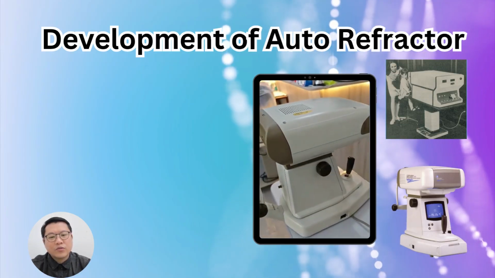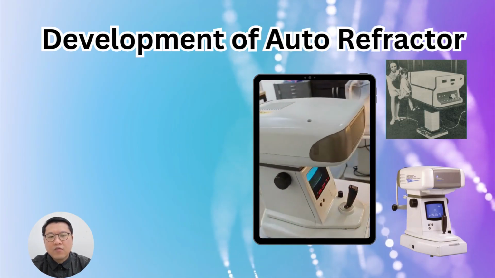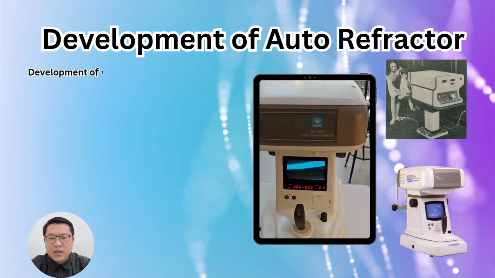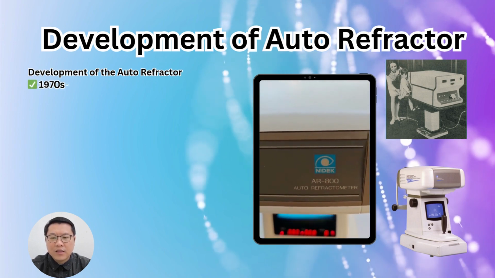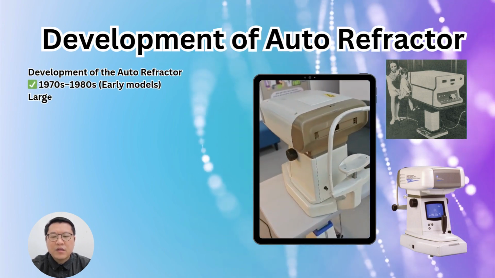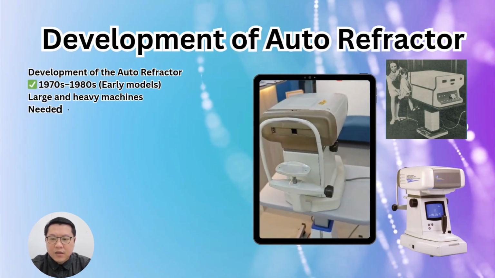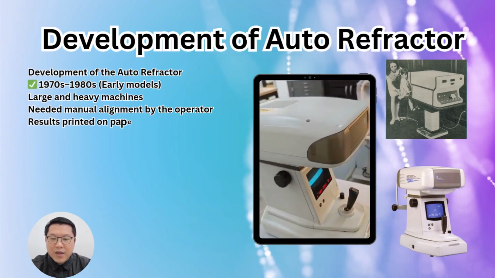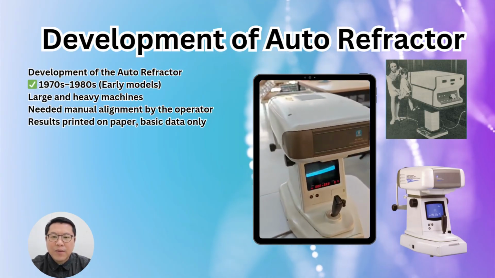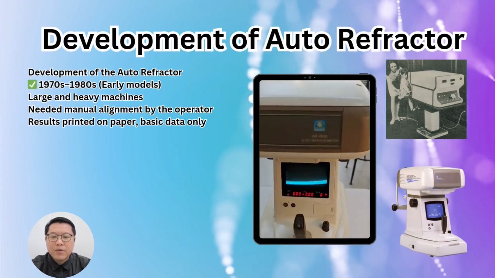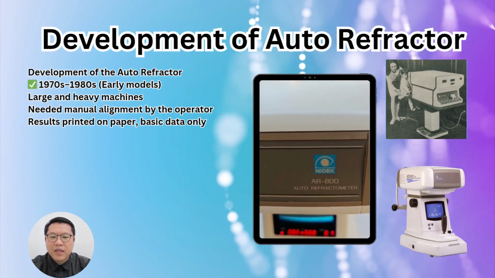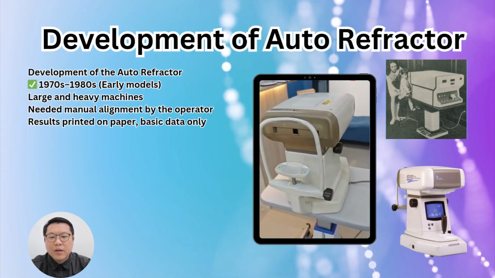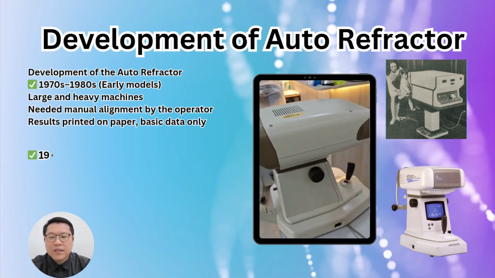This instrument has gone through several technological improvements, evolving from working machines to today's smart AI integrated device. Early model in the 1970s to 1980s. The first autorefractor appeared in the 1970s and 1980s. These machines were large, heavy, and not very user-friendly. They required manual alignment by the operator, making them more skill-dependent. Results were printed on simple paper report and only basic refractive data was available. At this stage, the device was still in experimental phase and accuracy was limited.